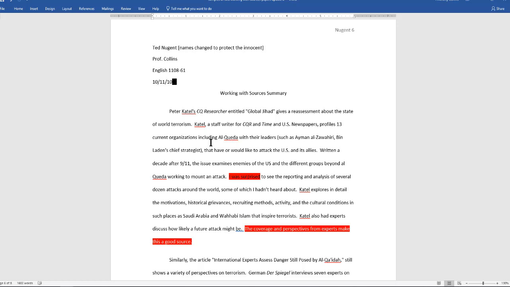But anyway, they're looking for bin Laden's teacher, such as Ayman al-Zawahiri, and a strategist, and these people that have or would like to attack the U.S. and its allies. Continuing on here. Written a decade after 9/11, the issue examines the enemies of the U.S. and their different groups beyond al-Qaeda working to mount an attack. I was surprised, this student writes, to see the reporting analysis of several dozen attacks around the world, some of which I hadn't heard about.